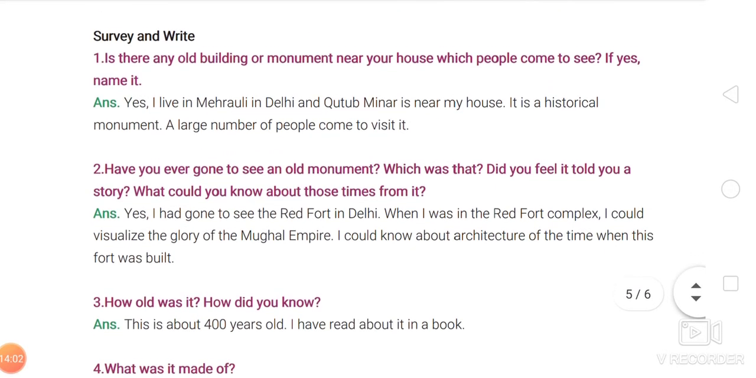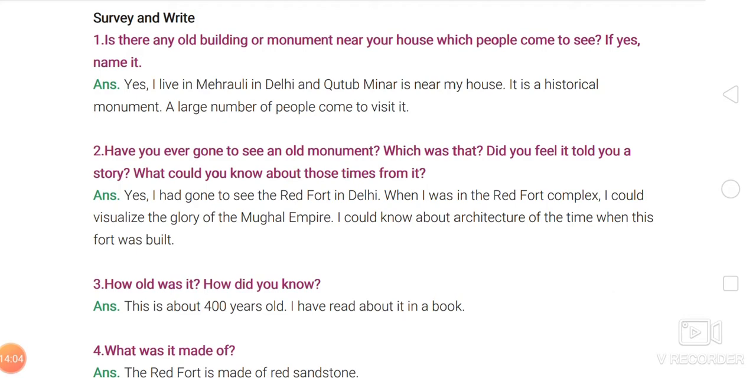Is there any old building or monument near your house which people come to see? If yes, name it. Yes, I live in Mehrauli in Delhi and Qutub Minar is near my house. It is a historical monument. A large number of people come to visit it.